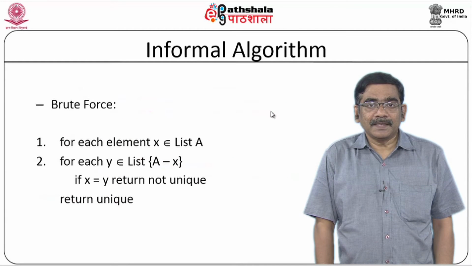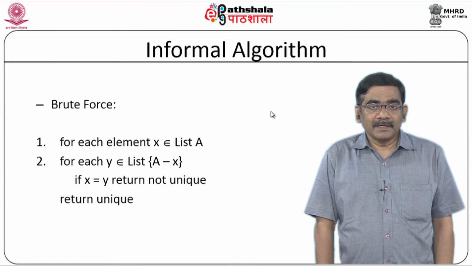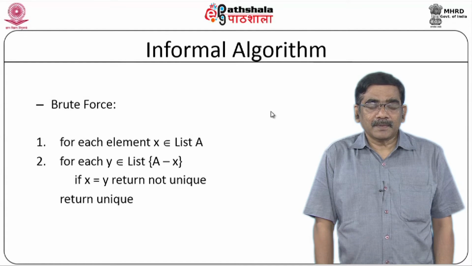We can solve this problem in the conventional manner using an informal algorithm like this. Take any element x of the list A, then check for that particular element in the rest of the list. That list is going to be A minus x, and if x is equal to y, then we can say that the elements are not unique. Otherwise, there is no duplicate element present. This sort of brute force technique involves comparison of every element with every other element that is present in the array. So, this leads to an order of n square algorithm.